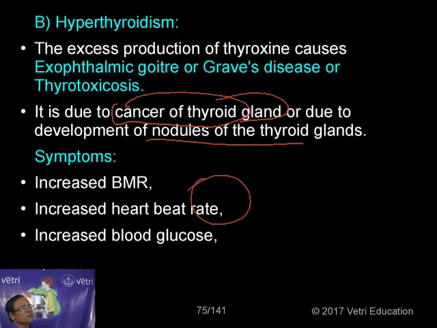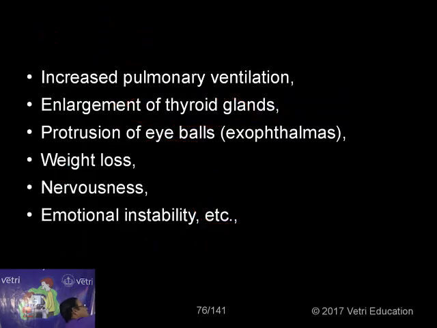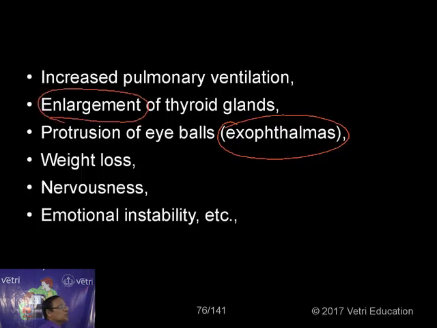Now, all are increased: increased basal metabolic rate, increased pulmonary ventilation, increased heartbeat rate, increased glucose level. So increased basal metabolic rate, increased heartbeat rate, increased blood glucose, and also increased pulmonary ventilation, nothing but the breathing. Along with enlargement of the gland, additionally we have the protrusion of the eyeballs, and that is called exophthalmos. So enlargement and exophthalmos, two symptoms, that is why it's called exophthalmic goiter. Both protrusion of eyeballs plus enlargement.